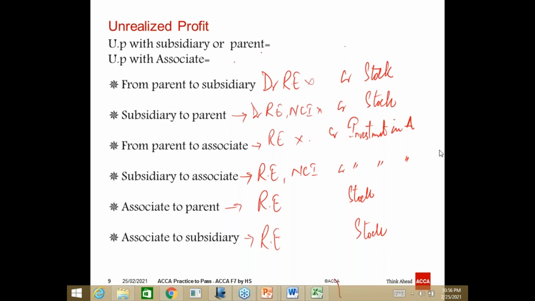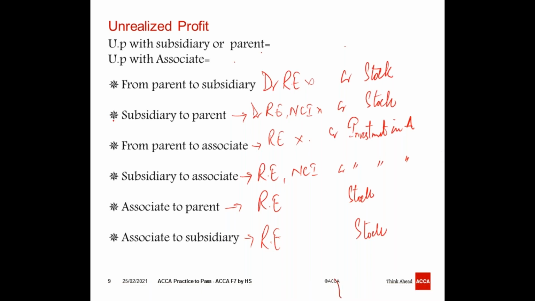Stock means inventory. Yes, from subsidiary to parent, whenever the subsidiary sold goods to anyone, the profit will be distributed between the group and NCI based on their percentages.